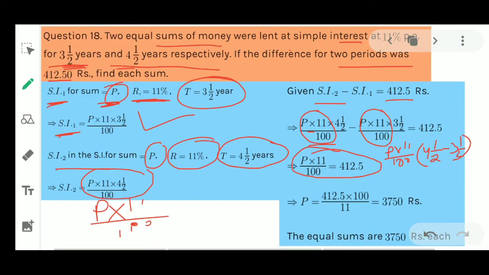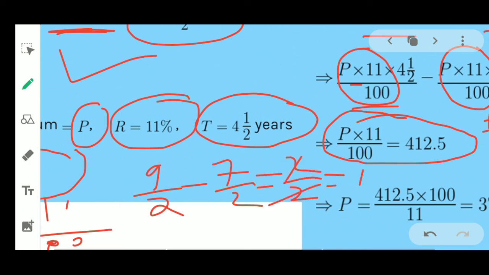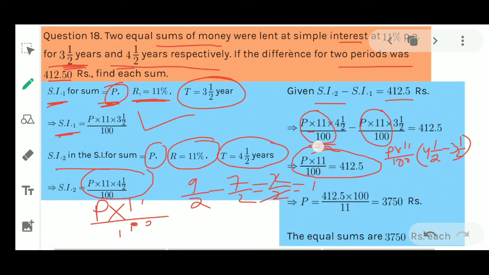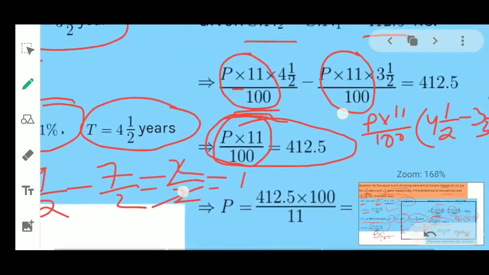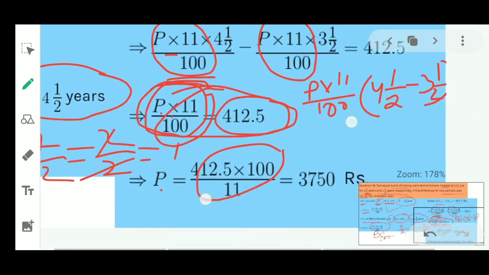Clear? So 4 whole 1 by 2 is what? 9 by 2 minus 7 by 2. So here that is equal to 2 by 2. So 2 by 2 is 1. So that's why p into 11 by 100 is remaining. So p into 11 by 100 equal to 412.5. So p would be p equal to 412.5 into 100 by 11.